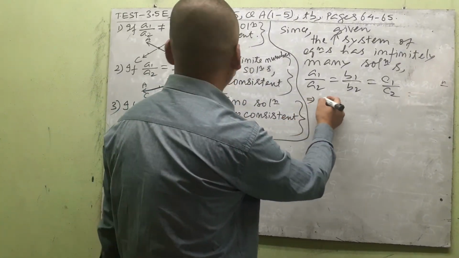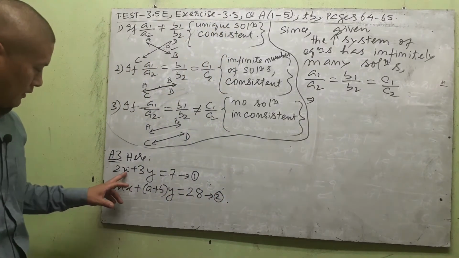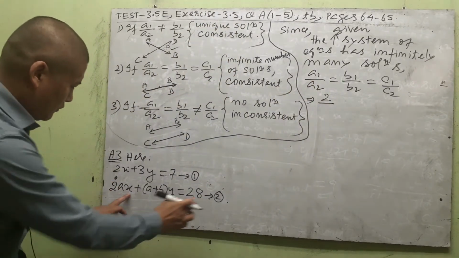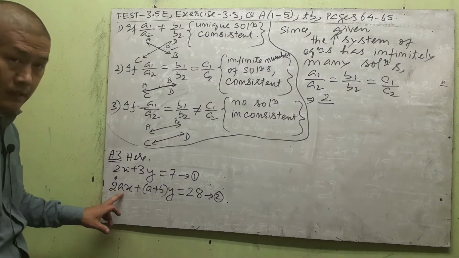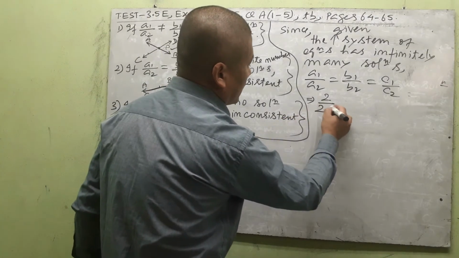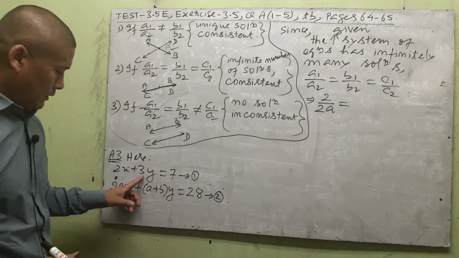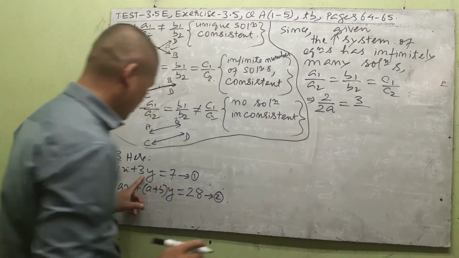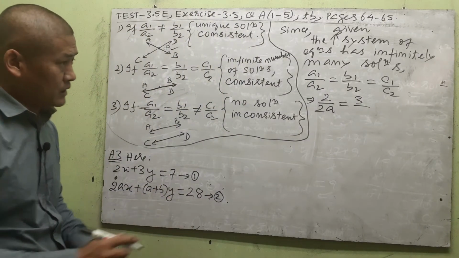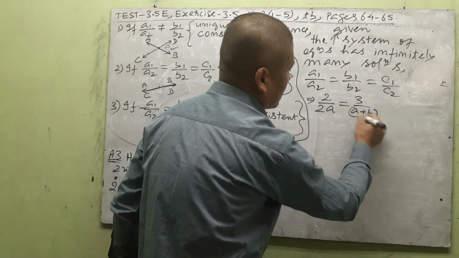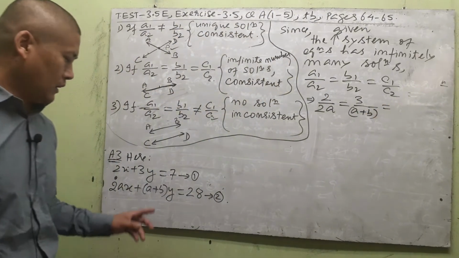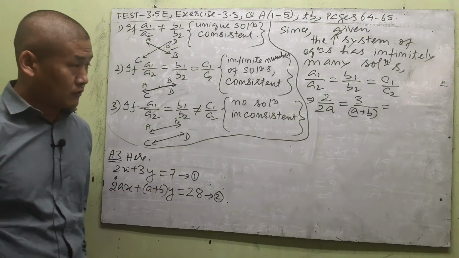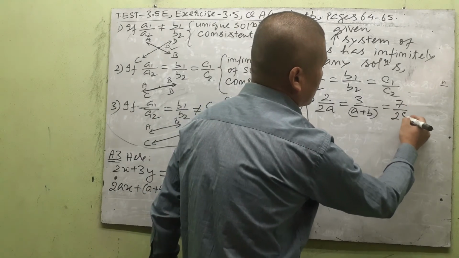So a1 is the coefficient of x in equation 1, and a2 is the coefficient of x in equation 2, that is 2a. So 2 by 2a is equal to b1, the coefficient of y in equation 1, which is 3, by b2, the coefficient of y in equation 2, a plus b. That is equal to c1 and c2, the numbers having no x and y terms, 7 and 28. So 7 is c1, 28 is c2.